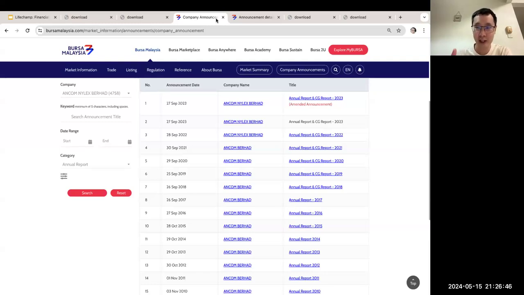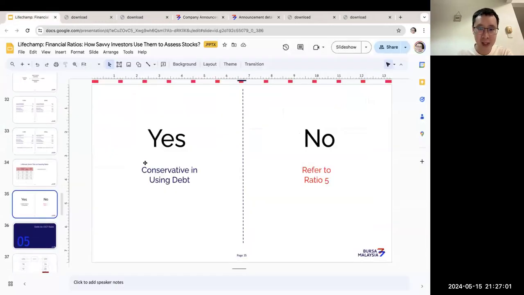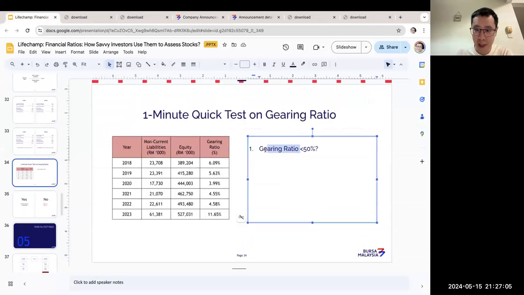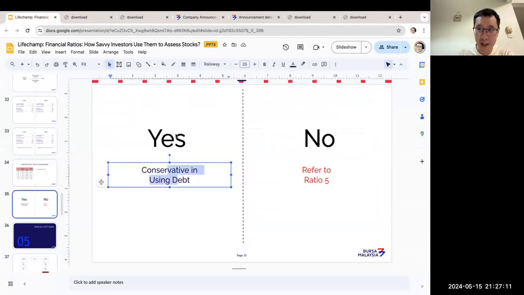Okay, so that is actually what this website is all about, this whole Bursa Malaysia website, the company announcements. This is actually the purpose for using it lah. At least that's how I look at it as an investor. Okay, so if you actually find a company whereby the gearing ratio is consistently below 50%, typically you can say that the company is quite conservative in using debt.